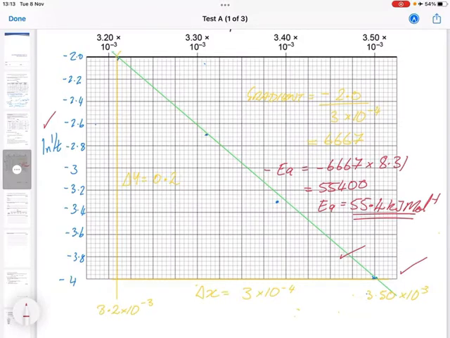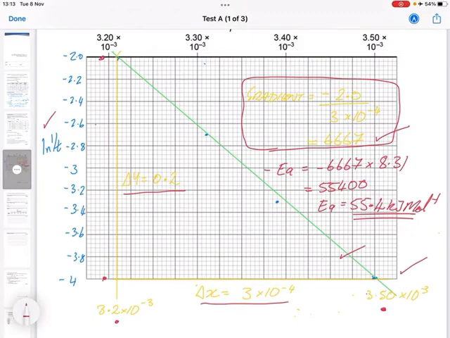You then need to calculate the gradient. Remember, your triangle needs to be as big as possible. So I've got the change in y here, that's from there to here, and then I've got the change in x here, which is from here to here, so those values there. And then my working out for the gradient is this bit here. So the answer here that I've got is minus 6667, but it allows anything in the range of minus 6,500 to minus 6,800.